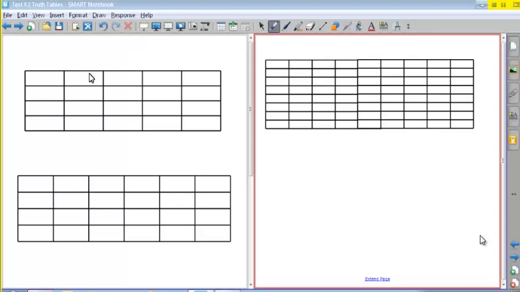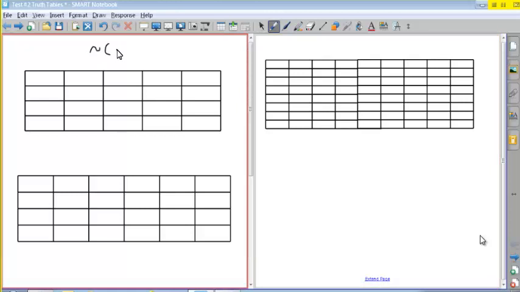Okay, so here's a review on truth tables. In the test, we had something that kind of looked like this. I gave you two expressions. These are not exactly the ones that are on the test. I'm just making these up, but they're similar.